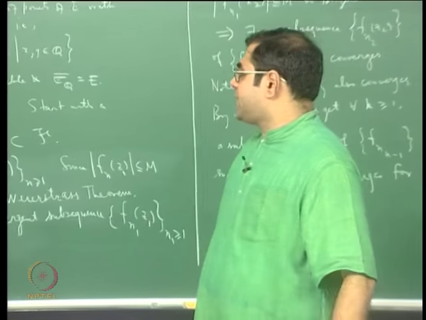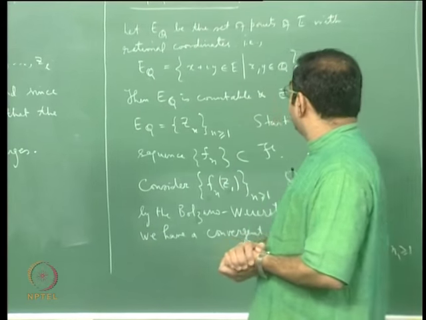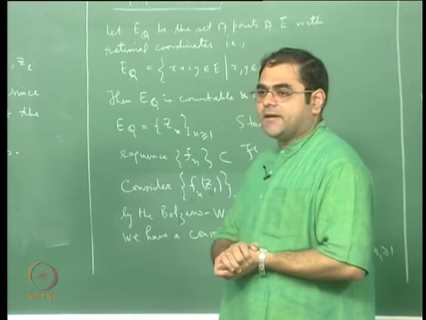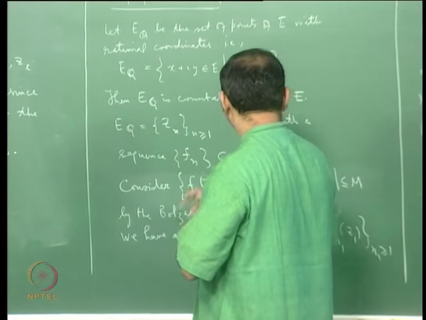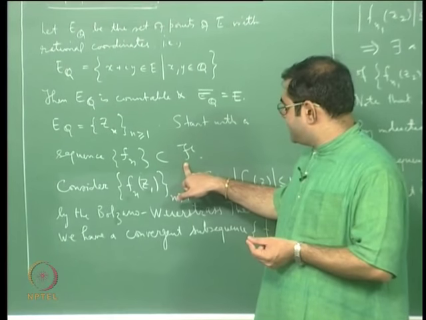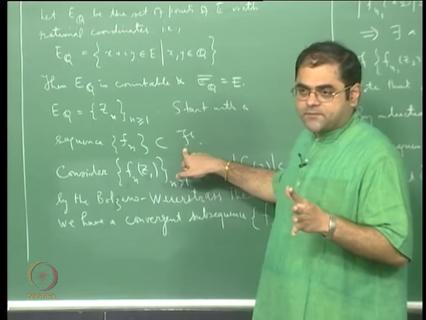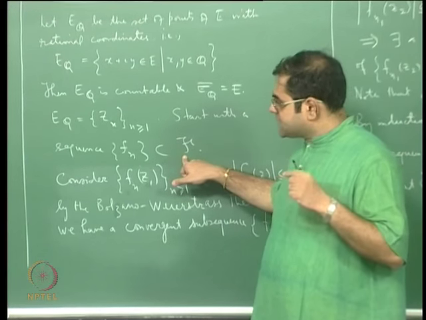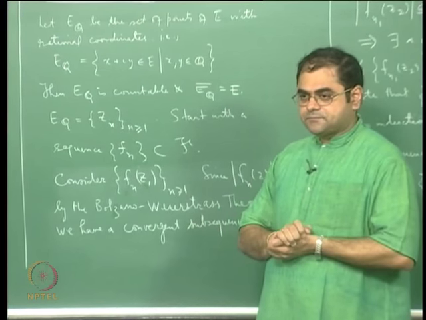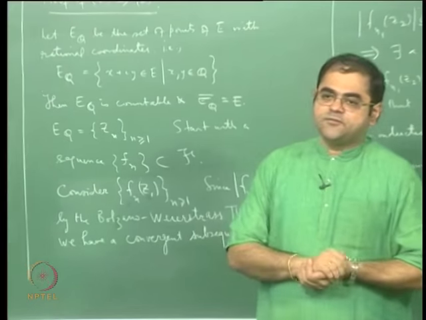All right, so we are continuing with the proof of the Arzela-Ascoli theorem. What we have done is we have a set E, which is a compact set in the plane, and we have this family script F given to us. It's a family of continuous complex valued functions. We have assumed that this family is uniformly bounded. And we have further assumed that this family is equicontinuous at every point, and we are trying to show that given any sequence in this family, there is a uniformly convergent subsequence.